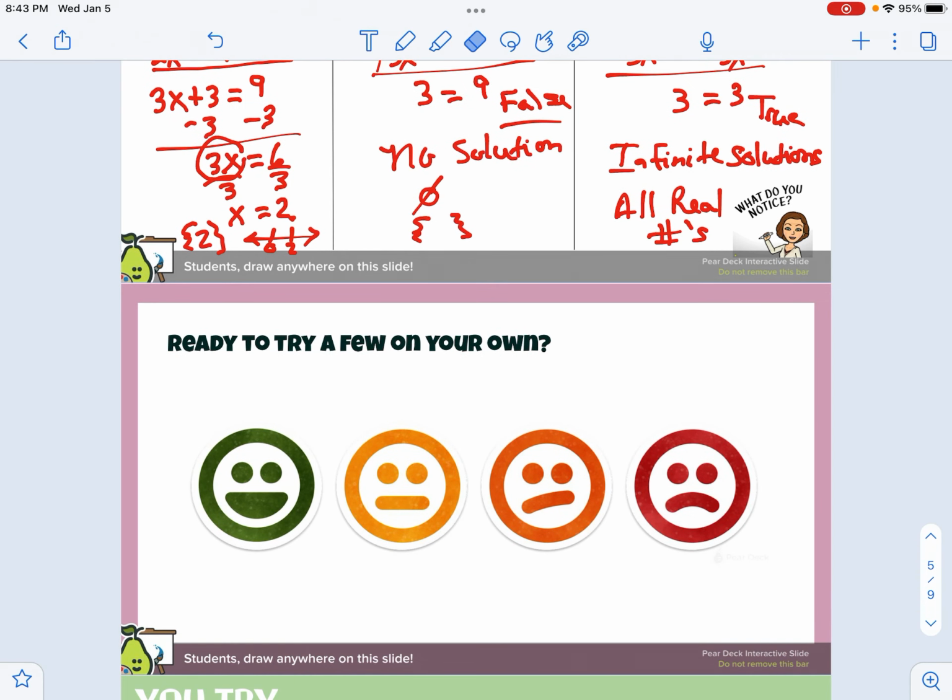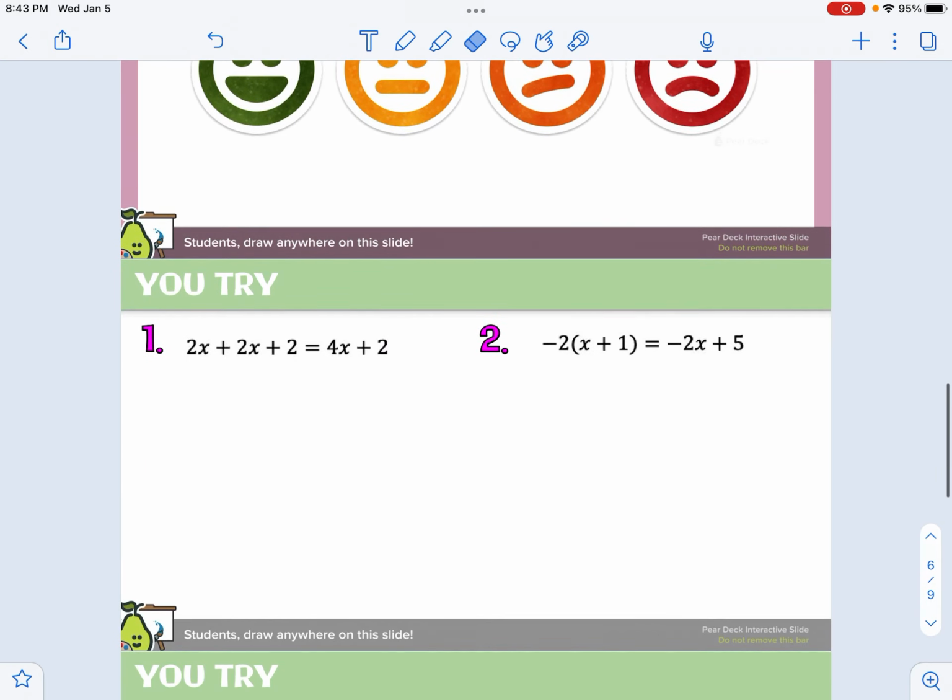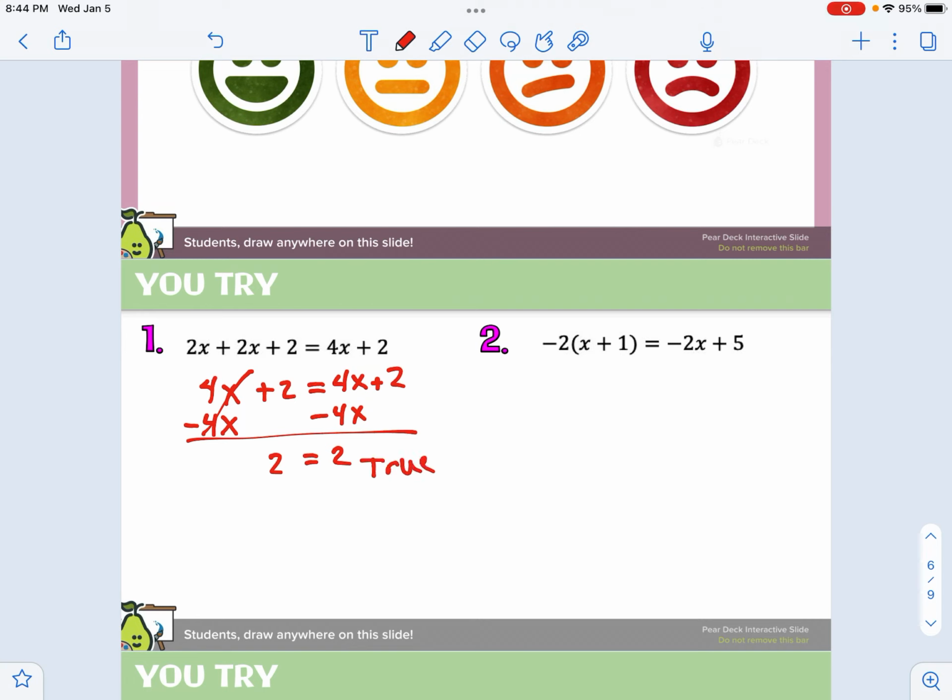All right, at this point, you can see if you feel pretty comfortable trying these on your own. You could stop the video and try them, and then come back and check your work. Here are the answers. I get 4x when I combine like terms on the left side. Plus 2 equals 4x plus 2. Now, I'm looking at this and I notice those expressions are identical. So when they're identical, any number is going to be the solution to this because they are true statements. 4x plus 2 does equal 4x plus 2 for any value of x.